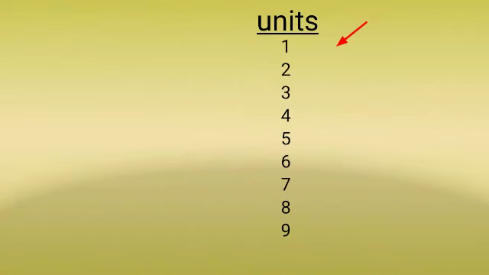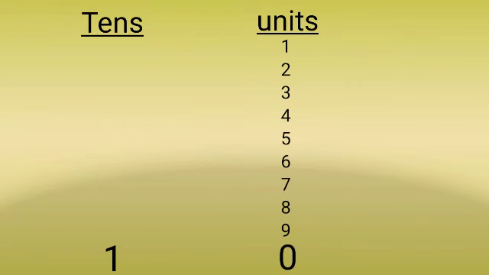Children, see here properly. 1 to 9 all numbers always come in the units place. Okay, and the next place is tens. In tens the numbers start from 10. How will we read this? 1 tens, 0 units.